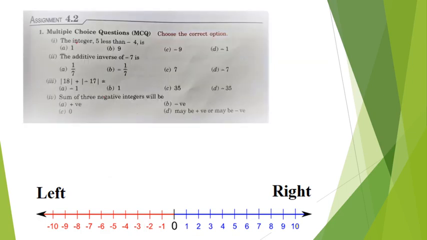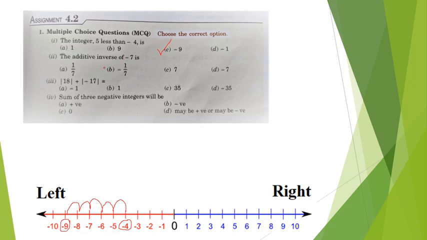Now the first question, the integer 5 less than -4. What we have to do is find the integer 5 less than -4. So firstly find -4. Here is my -4 on the number line. Now I have to go 5 less than it. Whenever we are subtracting some number, we have to move toward the left. So 5 steps we have to move. 1, 2, 3, 4 and 5. So our answer will be -9.